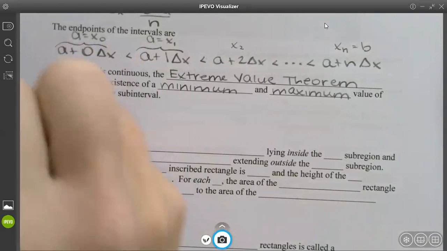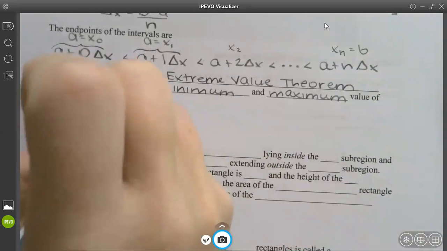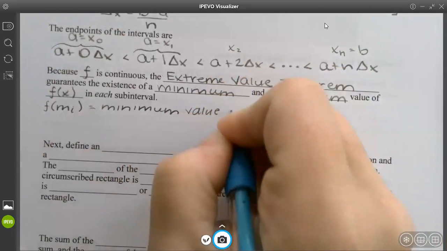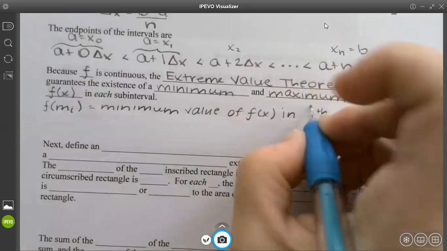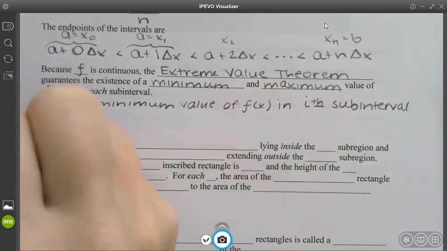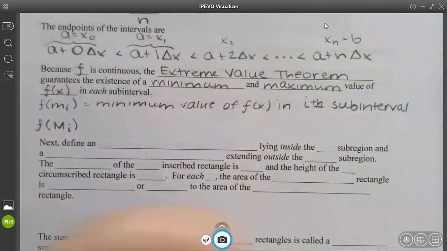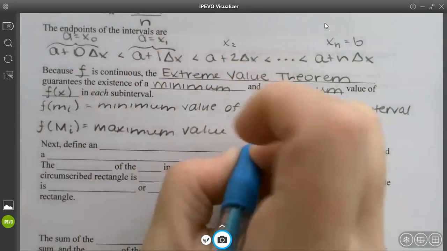So f of little m sub i is the minimum value of f of x in the ith subinterval. It's whatever your term is. You don't know. It could be 40. It's like the nth term. You've heard of nth term, right? Okay. So then a capital M is going to be the maximum value. And then all of that is exactly the same.